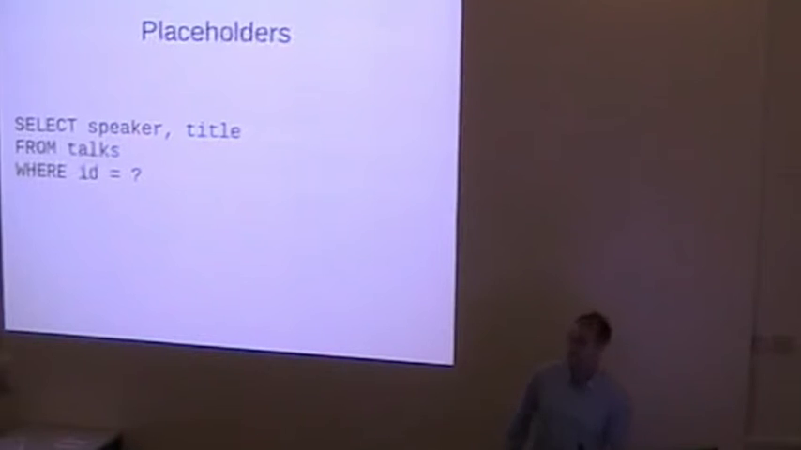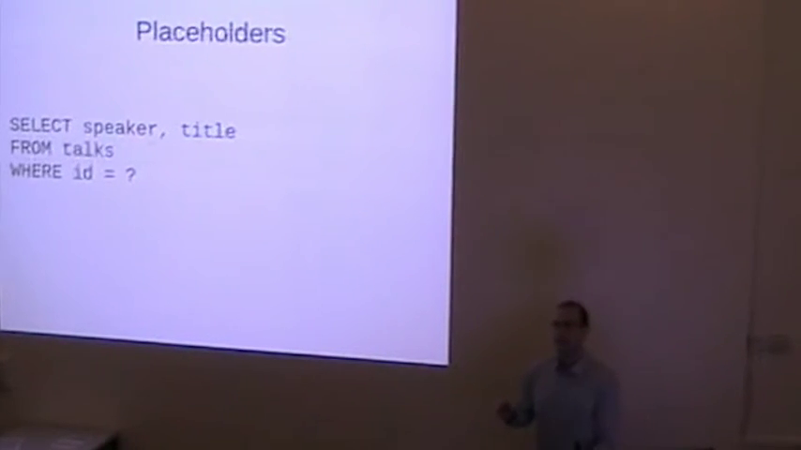So SQL gives us placeholders. If we build up our query like this, where ID equals question mark, we can then, in our Perl code, replace the placeholders with what are called bind parameters. And that means the database deals with the escaping for us.